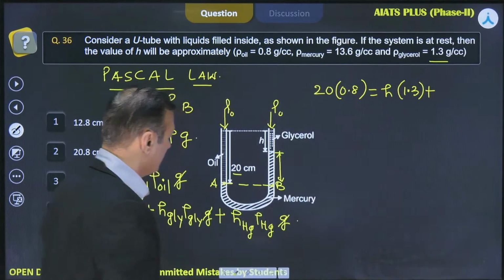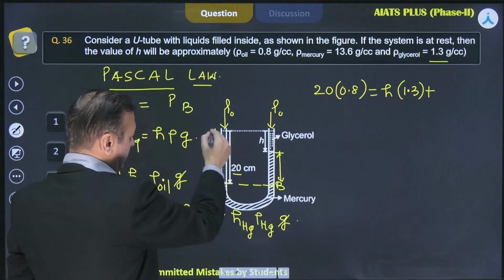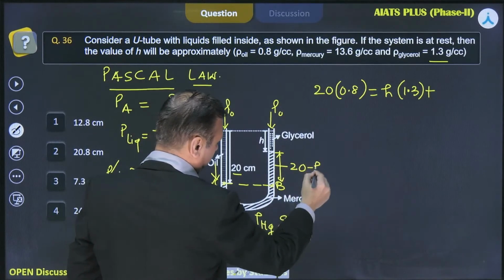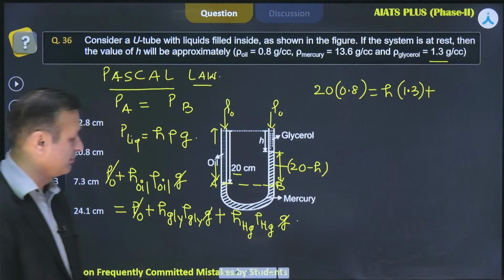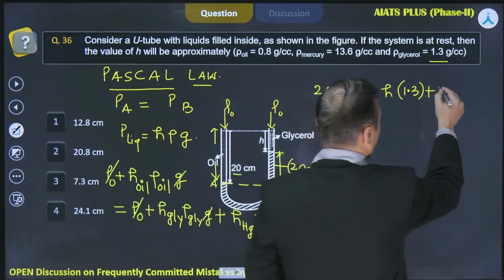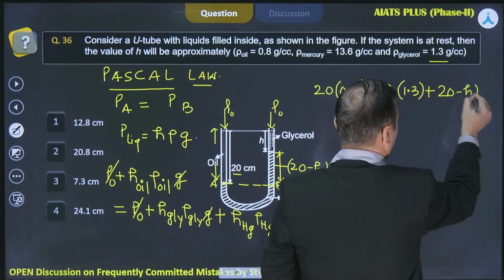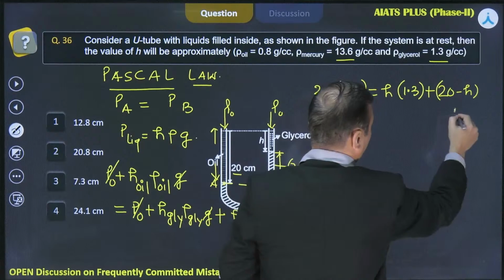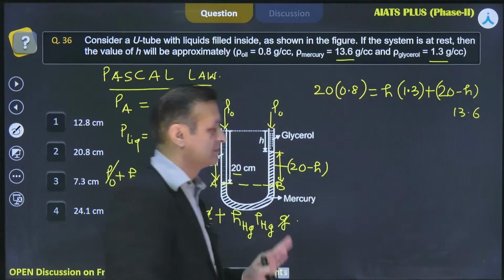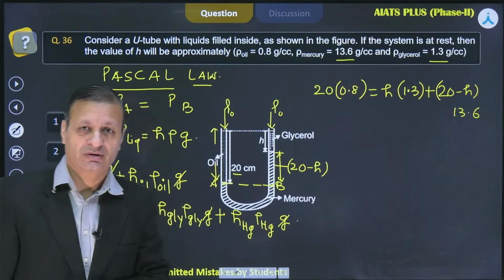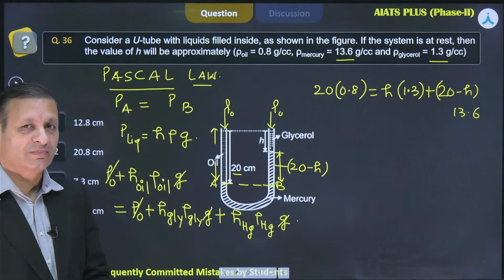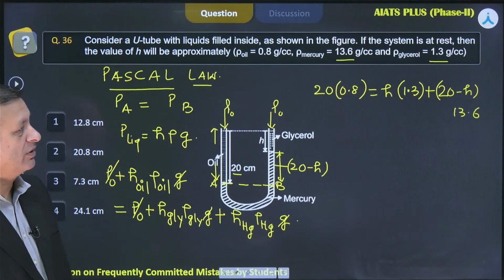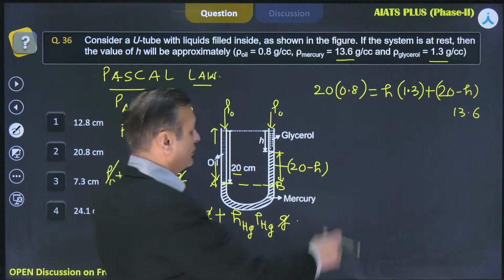plus. Now when you look at these two sides, so if this is 20, this H goes. So what you will end up for this height? This is 20 minus H into density of mercury is given to you as 13.6. Once you have this equation, and this is quite simple, Pascal law, it's only the numerical calculation you have to make, and you have to find out the value of H. So let's do it.